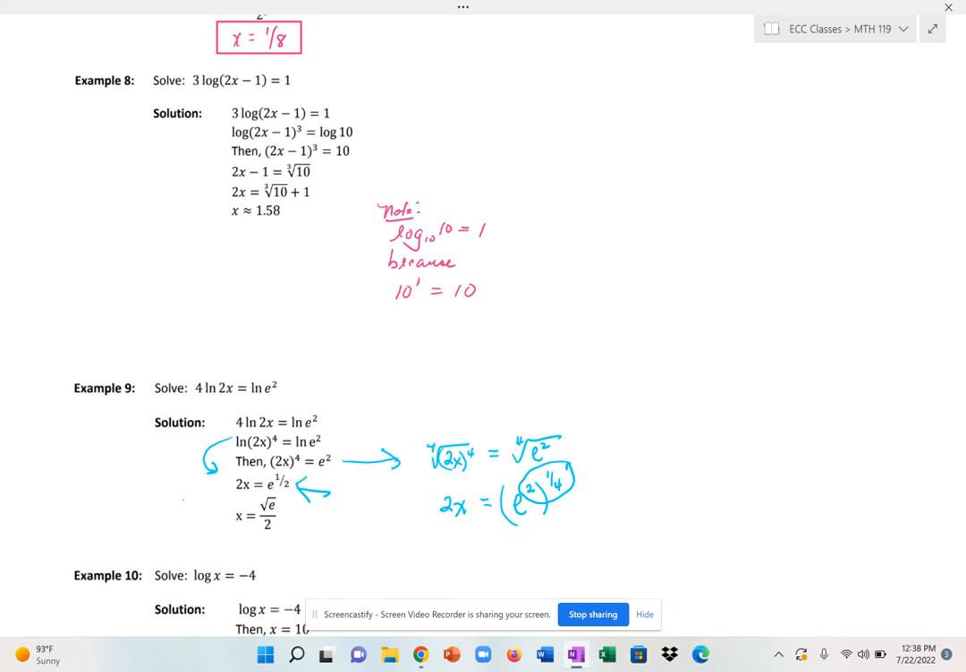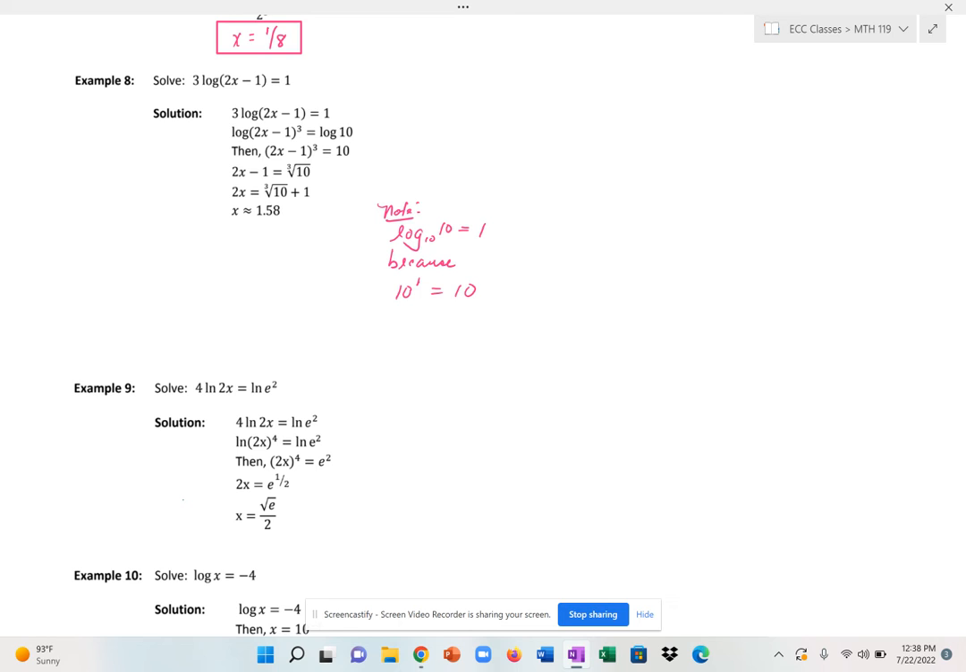Then divide both sides by 2. E to the 1/2 is the square root of e, divided by 2. This is again an exact answer. So unless you are told in your directions, so you have to read your directions carefully when you're doing a problem, to round, then always assume that an exact answer is what is expected. If you're told to round, make sure you're rounding to the correct place value.